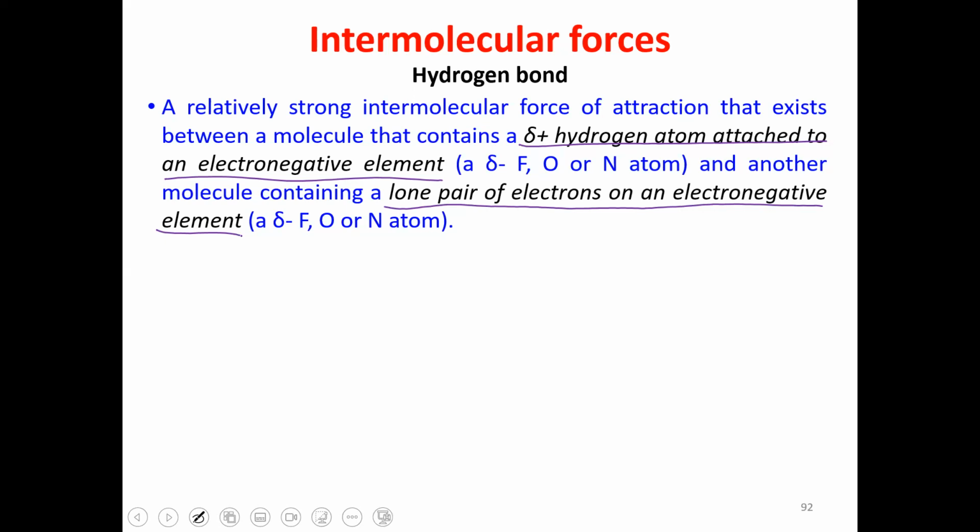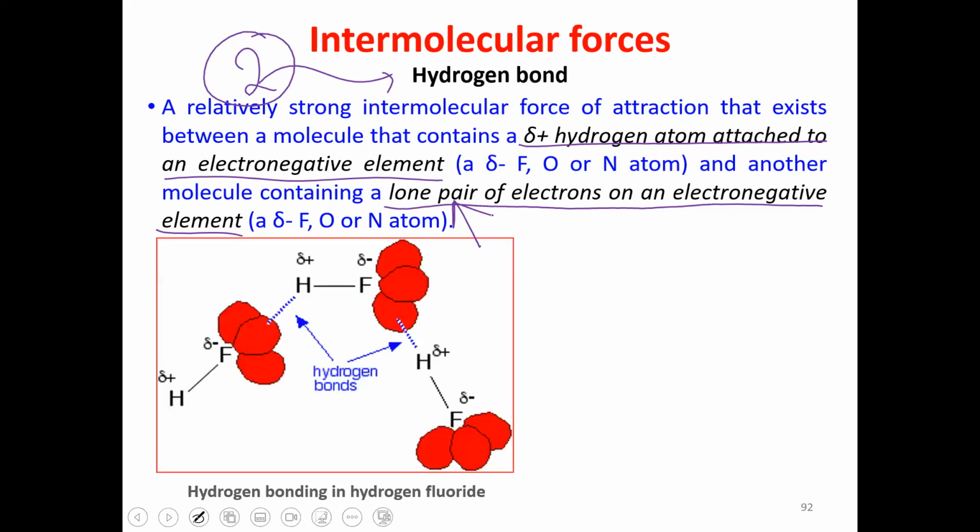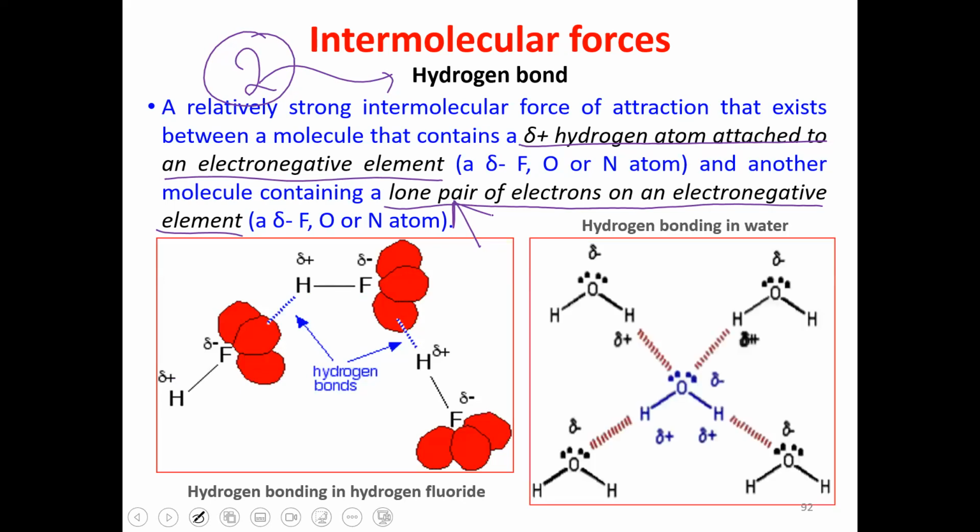Yes, it means how many conditions are there for hydrogen bonding? There are two conditions. Hydrogen should be attached with an electronegative element, and that electronegative element should be containing a lone pair. Look at this feature, hydrogen bonding. This is hydrogen, this is oxygen, and look at the presence of lone pair. So there are two conditions to be fulfilled for hydrogen bonding.